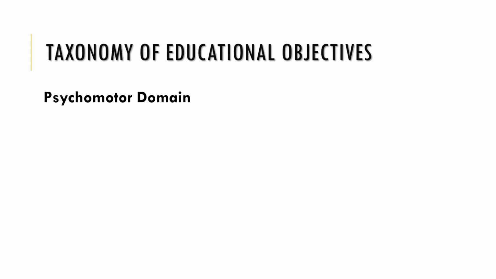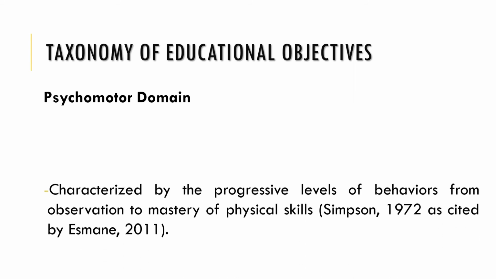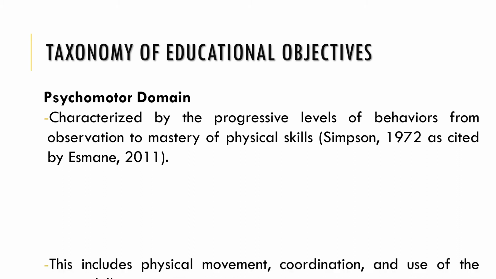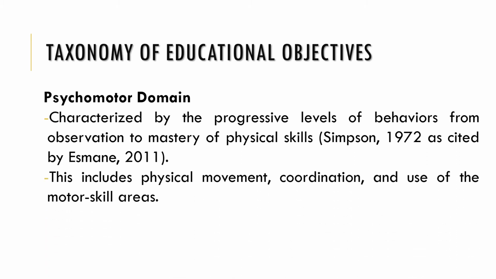The last domain we have is the psychomotor domain, and this is characterized by the progressive levels of behaviors from observation to mastery of skills, according to Simpson 1972, as cited by Ismani 2011. So this includes physical movement. We also have here coordination and use of the motor skills areas. Again, for cognitive, we have the mental activity, capacity. For affective domain, it's more on the feelings and emotions. For psychomotor naman, it's more on the motor skill areas.